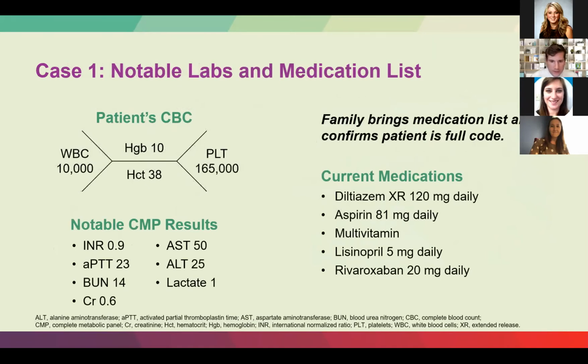If we fast forward a little bit, after your primary, secondary evaluation, the patient's family also is able to come. You meet them in the waiting room, get a little bit more history, and find out that he's full code. And you have a med list that includes some cardiac meds, including diltiazem. He's on aspirin, lisinopril, and rivaroxaban, very relevant for the trauma patient with a head injury. Some of your labs come back not terribly abnormal or helpful in any way, and you continue your assessment.